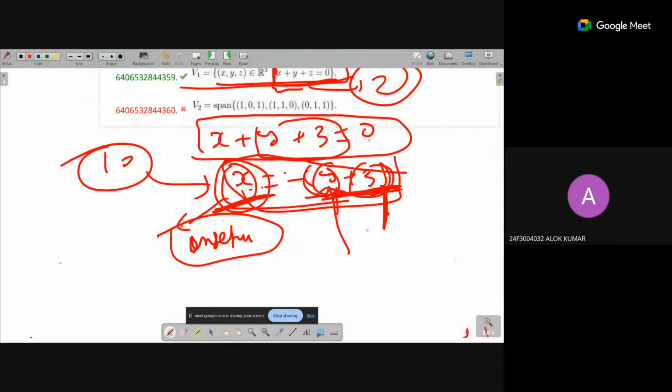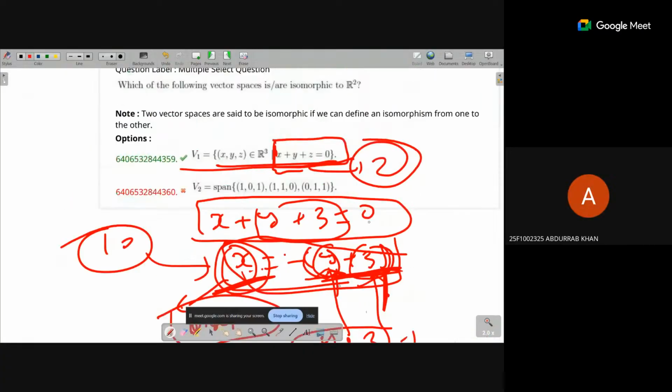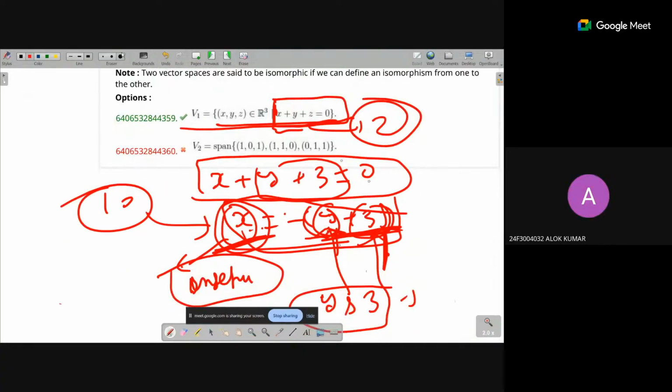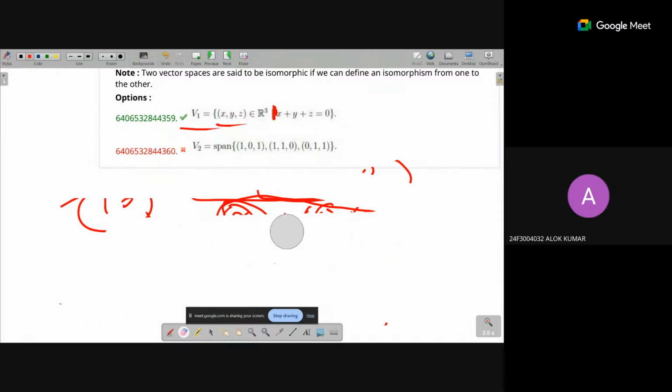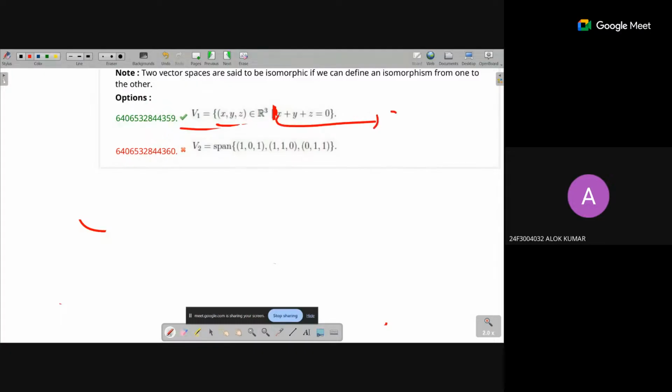Now look at that. Is there a condition on y and z, that y should be this value or z should be this value? No. So y and z are independent, and arbitrary values can be put into y and z. So we have two independent variables and one dependent variable. The number of independent variables is basically the dimension. That's why I'm saying that the dimension of this vector space is 2.